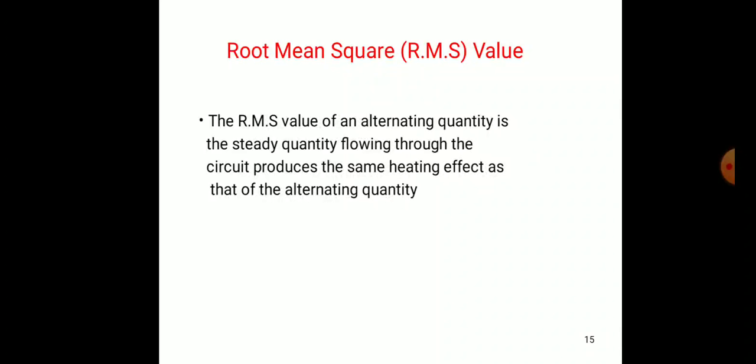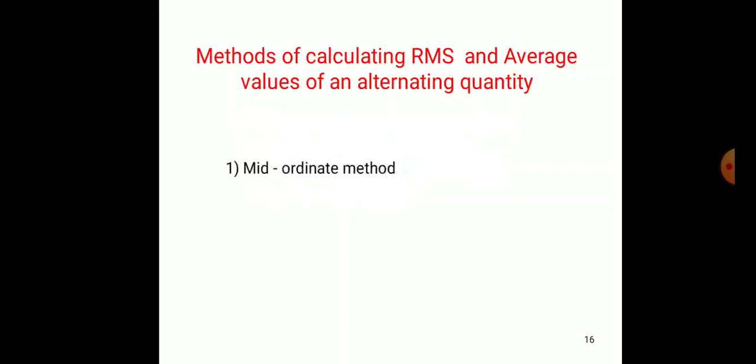The root mean square value is also called the effective value. The RMS value of an alternating quantity is the steady quantity flowing through the circuit that produces the same heating effect as that of the alternating quantity. How much heating effect is produced is indicated by the RMS value.